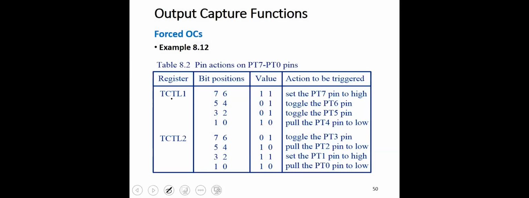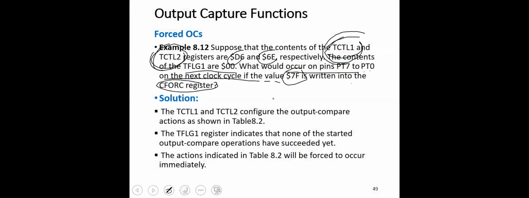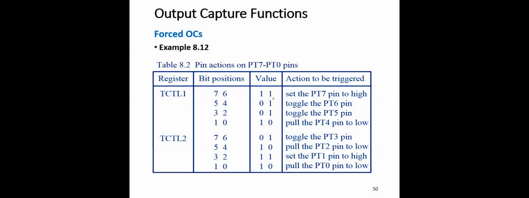Control register number 1, control register number 2, bit positions 7 and 6, value 1, 1, based on the values that are stored here. Control 1 contains D6, 6E. So D6, D is what? 1, 1, 0, 1. 6 is 0, 1, 1, 0. So these bits control channel number 7. The values are 1, 1.